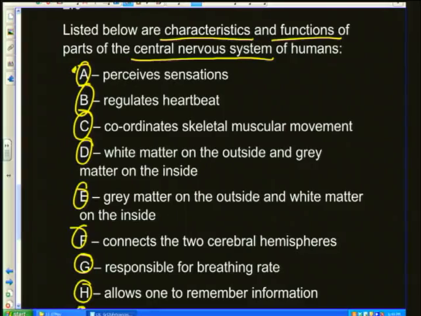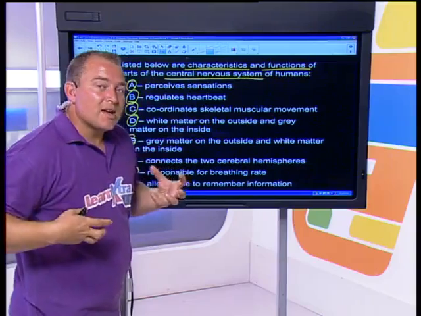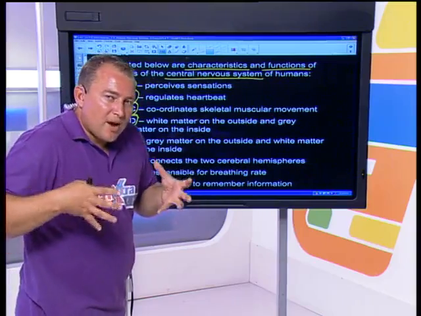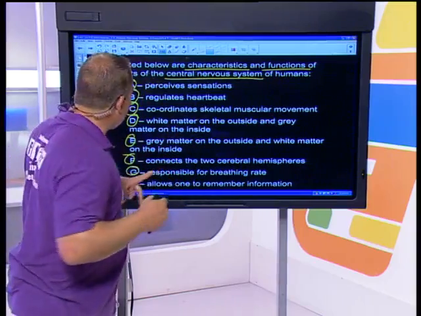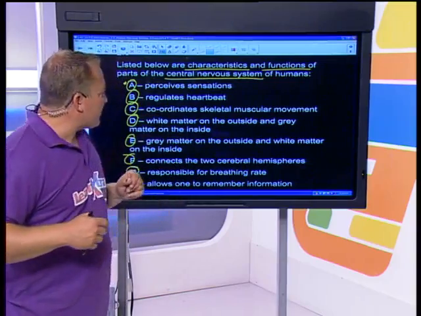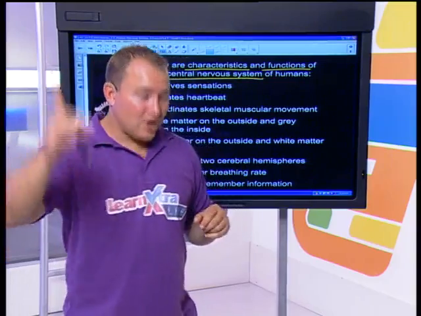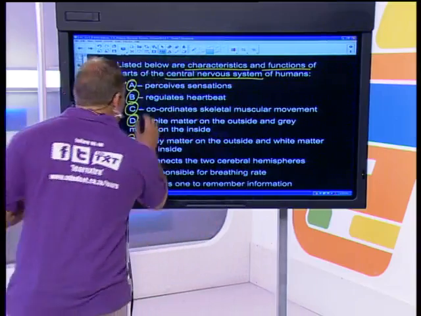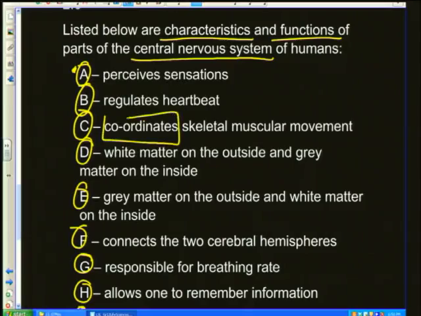Regulate heartbeat? No. Remember, when it comes to muscles, it's got to be ones that we physically control. So it can't be that. Coordination of skeletal muscles? Could be. Definitely. No. There's that big word we're looking for. Coordinates. That is fine motor skills.